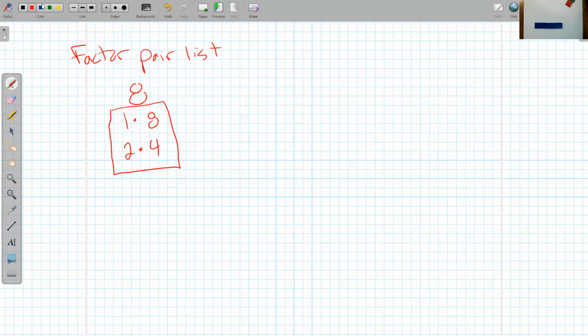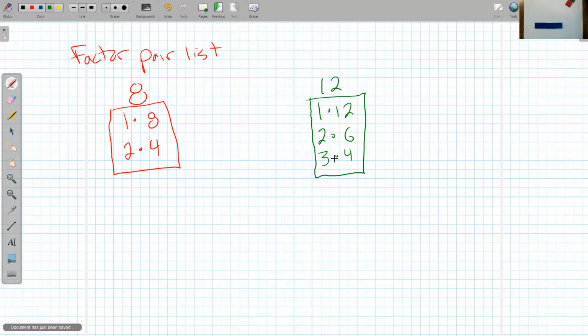So I'll try that again for a different number. Let's try it for 12. 1 times 12 is the first pair of factors. If 2 goes into it, try 2. 2 times 6. Try 3. 3 goes in there 4 times. Next number to pick would be 4, but I already have 4 in my list, so I'm done. And sometimes these lists are pretty easy to make. Sometimes it takes a bit more work.